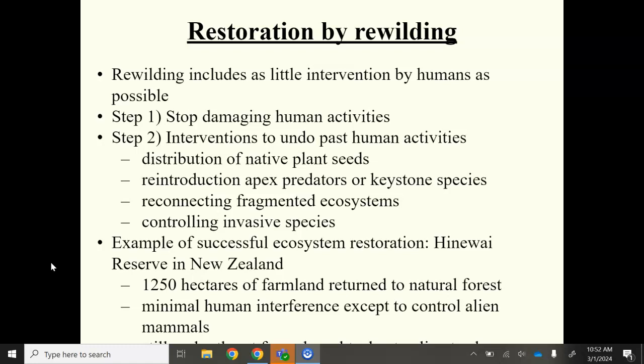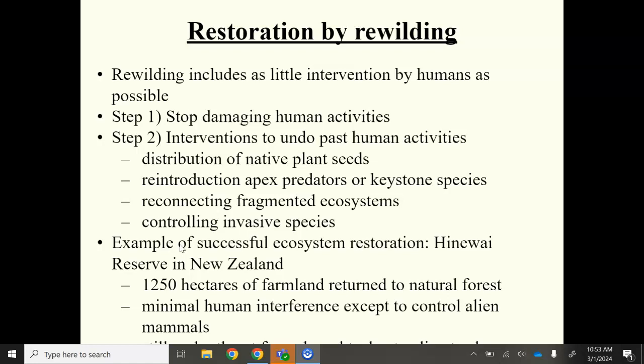and then the farmland was given back to nature. It's actually privately owned, so they returned it back to nature, and when they committed to doing that, over time, it did actually return back to a forest, and so that's really exciting. Minimal human interference was done, except to control the alien mammal species that were there that were causing harm to that particular ecosystem. But other than that, it has done a really good job of making a comeback really just in a more natural state.